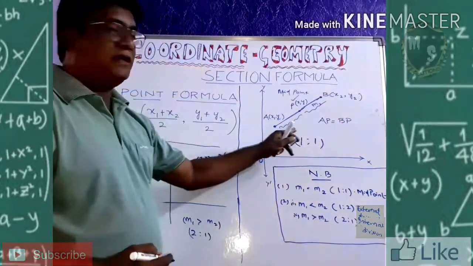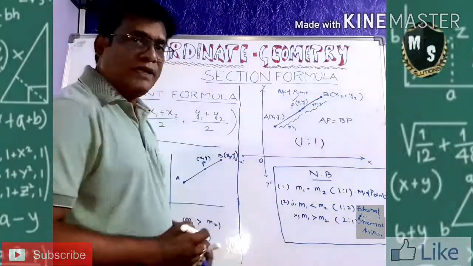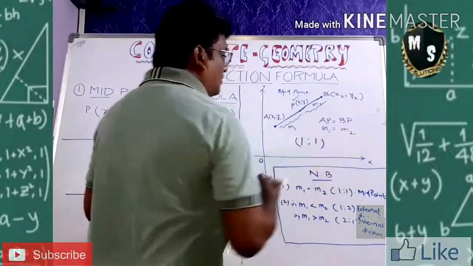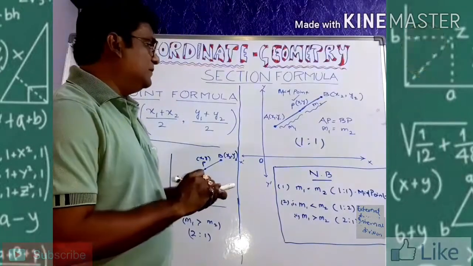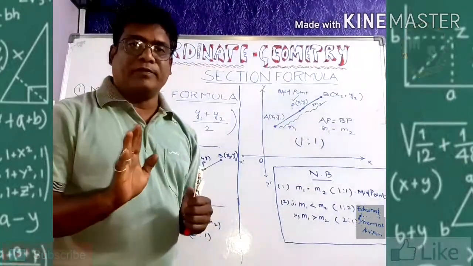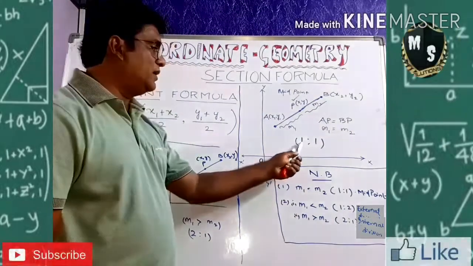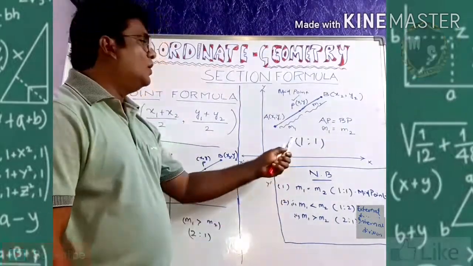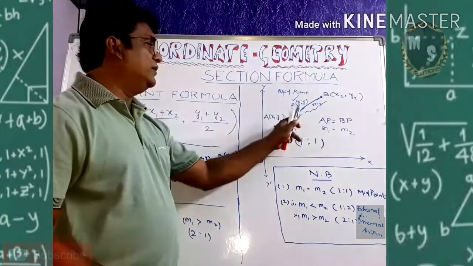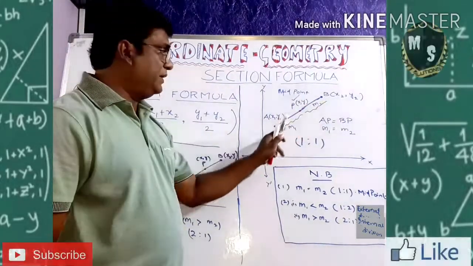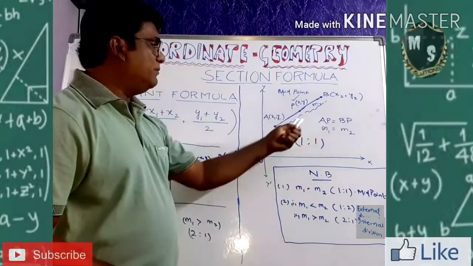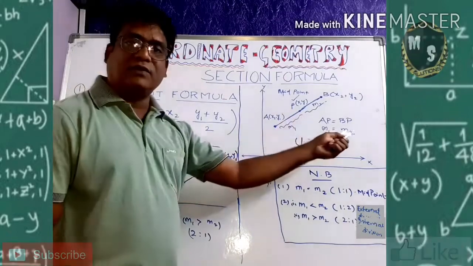Then I will write M1 is equal to M2, or the ratio of the division is 1:1. Try to remember 1:1. So when it is the midpoint, it divides the line into exactly two halves. That is, AP is equal to BP, and with AP as M1 and BP as M2, M1 is equal to M2 here.